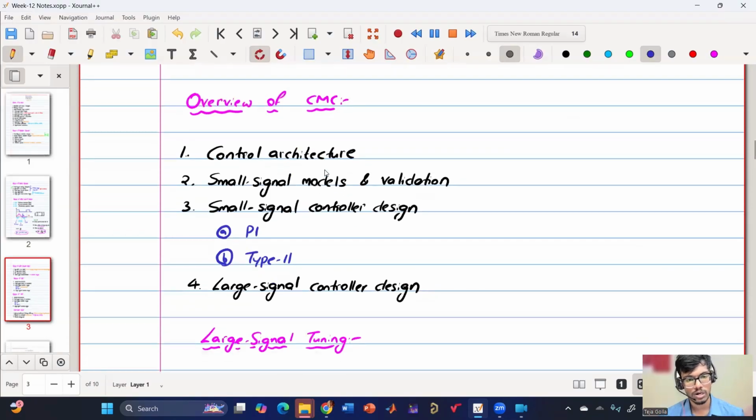In the case of current mode control, same control architecture, small signal models and validation, as well as small signal controller design, but here it will be a first order system. So PI or type 2 is sufficient.